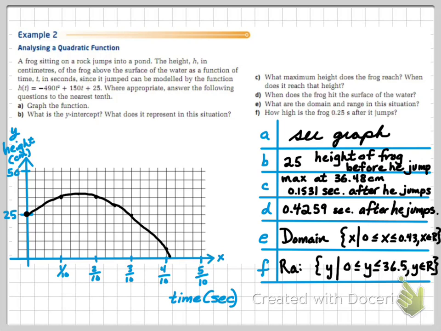Lastly, how high is the frog 0.25 seconds after he jumps? This time you can press trace 0.25 and it'll tell you that it's going to be 31.88 centimeters high.